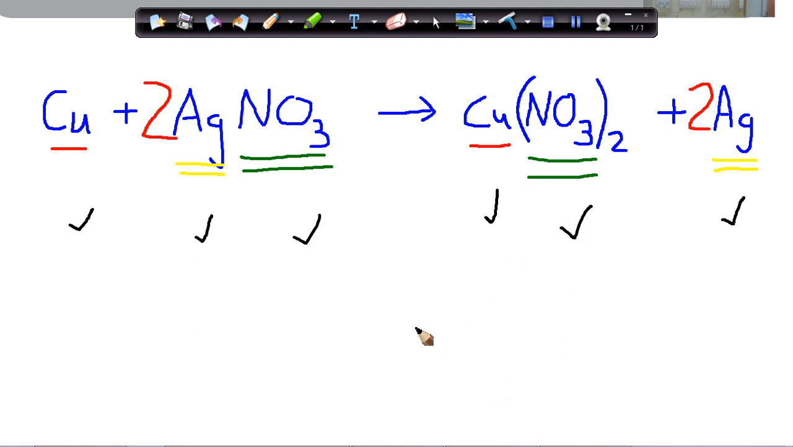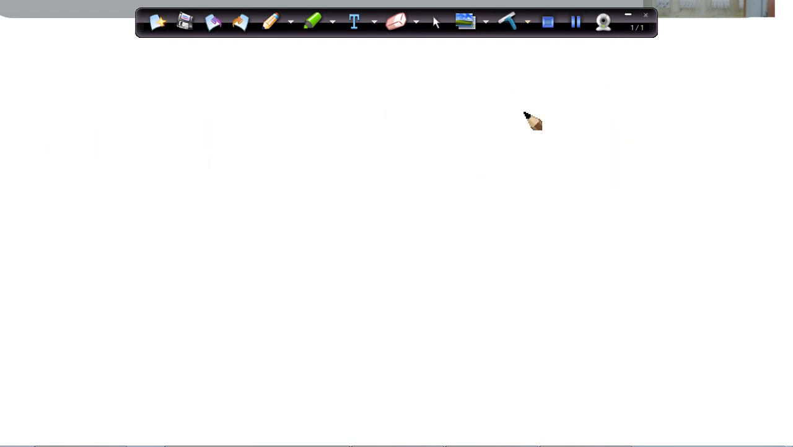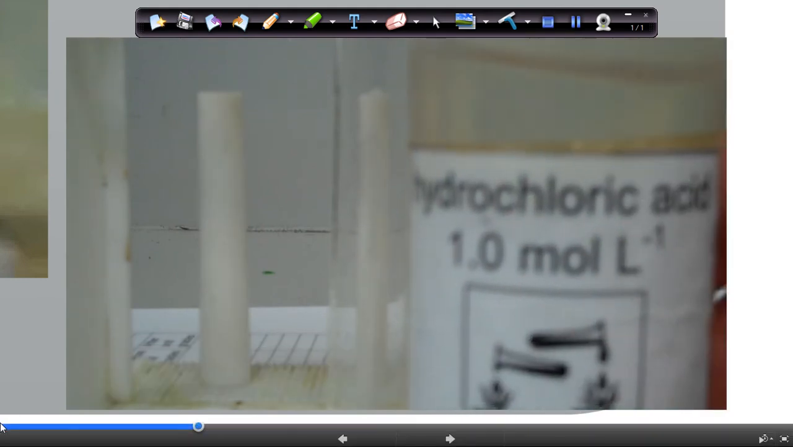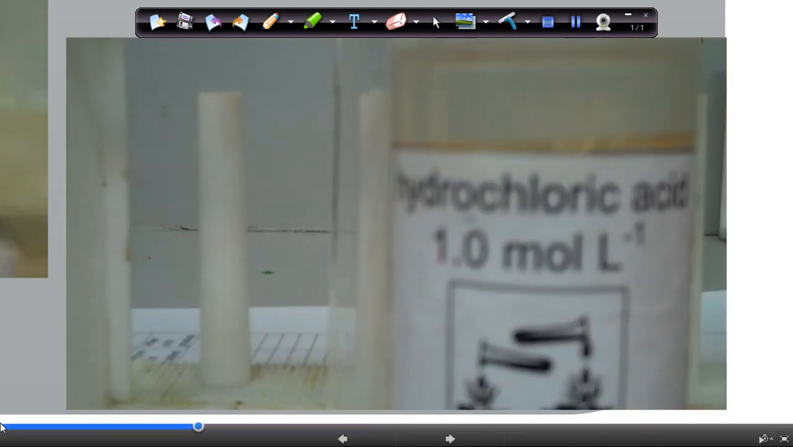Okay, so we're going to look at another example of a single displacement. So we'll look at another example of this type of reaction. Okay, so in this case, you've probably all done this one. It's a fairly simple one.